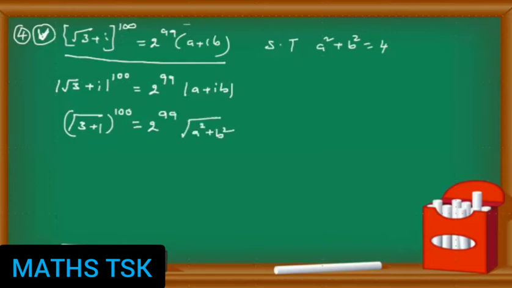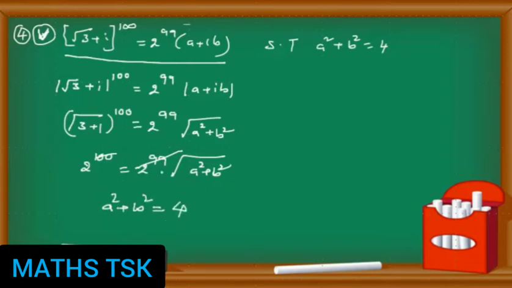Root of 4 is 2, so 2 to the power of 100 is equal to 2 to the power of 99 into root of a square plus b square. 2 to the power of 99 gets cancelled, remaining 2 to the power of 1. Therefore, when you square, it becomes a square plus b square is equal to 2 square, that is 4. Next problem.